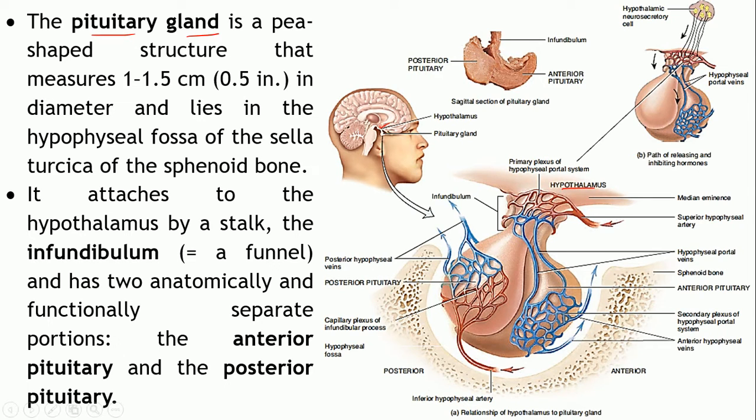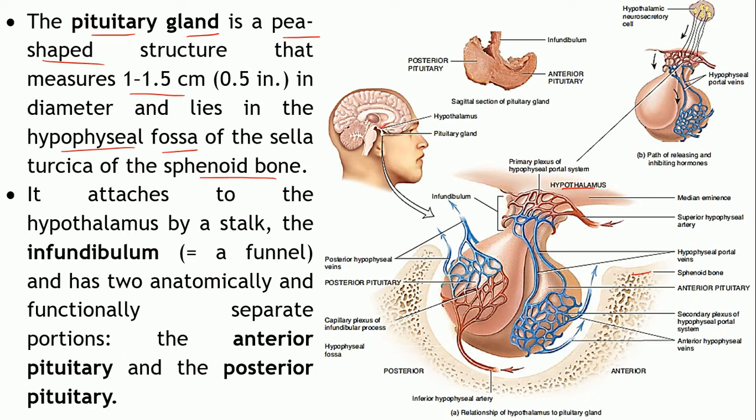Okay, so, now coming to the details of this pituitary gland. Now, this pituitary gland, it is a pea-shaped structure which measures round about 1 to 1.5 centimeters in diameter, and it lies in the hypophyseal fossa of the sphenoid bone. This is the sphenoid bone. So, in the hypophyseal fossa, just a depression in this particular bone lies the pituitary gland. As you can see, this is the pituitary gland.